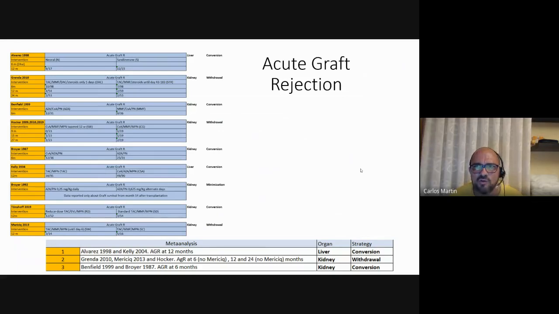So for example, acute graft rejection you have here. If you look down in the slide, you can see that not all the studies can be meta-analyzed at all time points. For example, for kidney withdrawal, we have three studies, but only for 12 months can all 3 studies be meta-analyzed. For 6 months and 24 months, only 2 studies can be meta-analyzed. And this happens also in some other outcomes. So this outcome is very well reported.